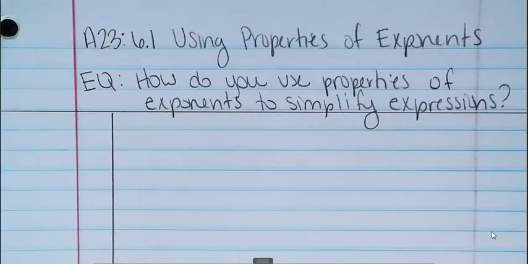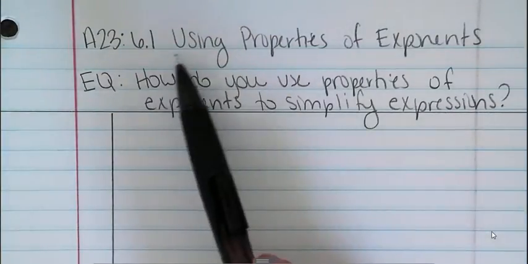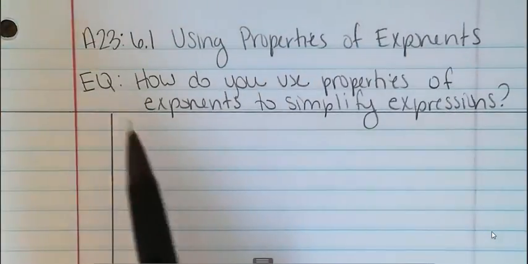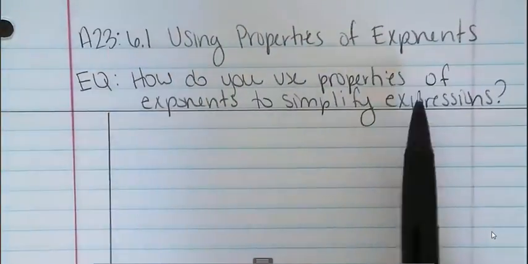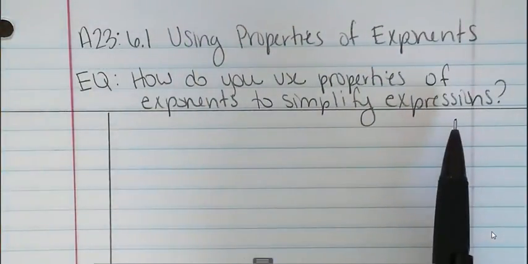Our next assignment, assignment 23, comes from section 6.1. We're going to review using properties of exponents. Your essential question is, how do you use properties of exponents to simplify expressions?